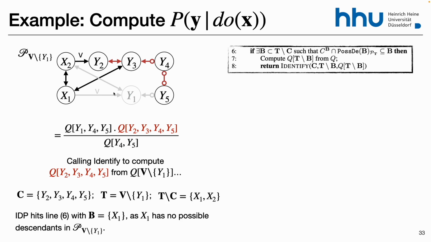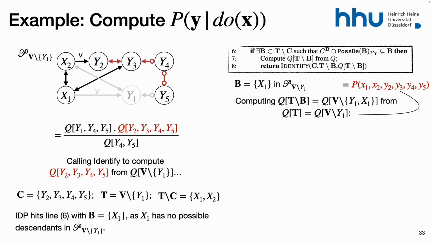If I get the only descendant, again it's wrong here, the only descendant is itself, and it's going to be part of the bucket. So we are going to hit line 6, and we need to compute now the qt minus b, where b is the x1. We have already qv minus y1. This was computed in the last slide.